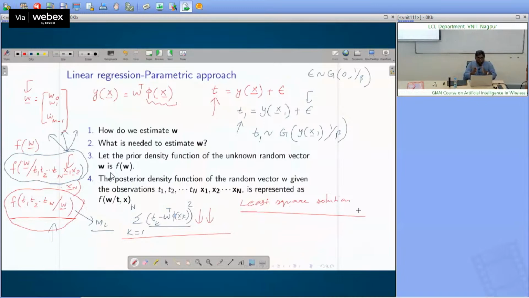So maximum likelihood estimation boils down to the least square solution. Under what condition is it actually becoming the least square? One important condition we used, what is that? Only because of that does it become the least square, otherwise it will not.